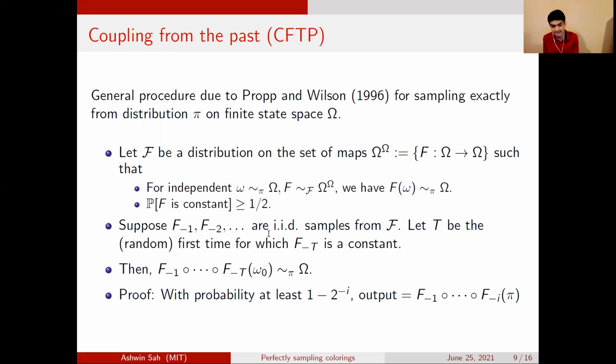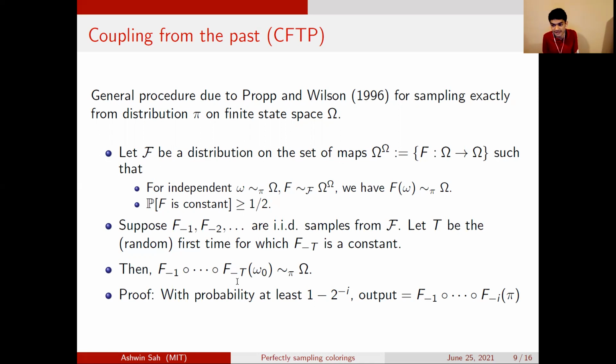Why is this thing distributed exactly like pi? The reason is that with probability at least 1 minus 2 to the negative i, at least one of these functions, f negative 1 up to f negative i, is going to be the constant function. And if it is, then we can easily see that this evaluation, no matter what omega naught is, is going to equal the same as f negative 1 up to f negative i applied onto some independent sample of pi, just because we know that there is some constant function between f negative 1 and f negative i under this event, and also f negative t we know is a constant function. And so it doesn't matter what happened further backwards in time.